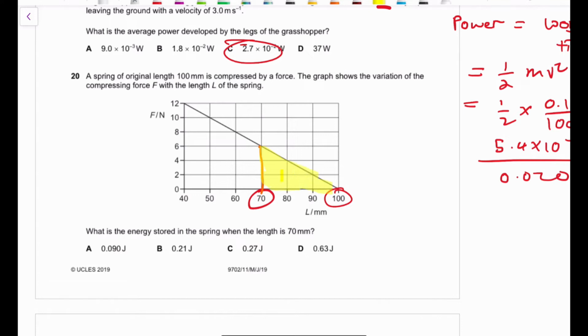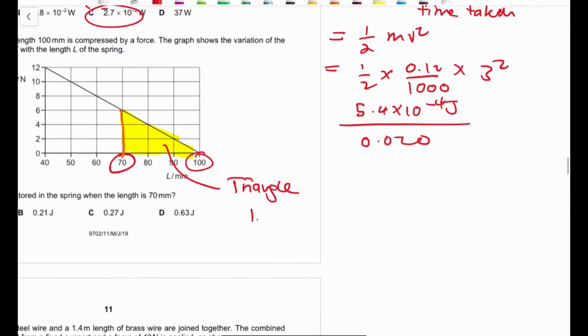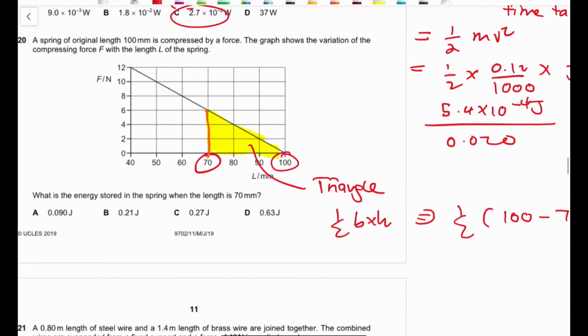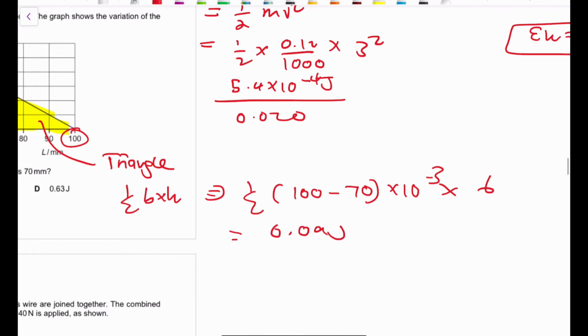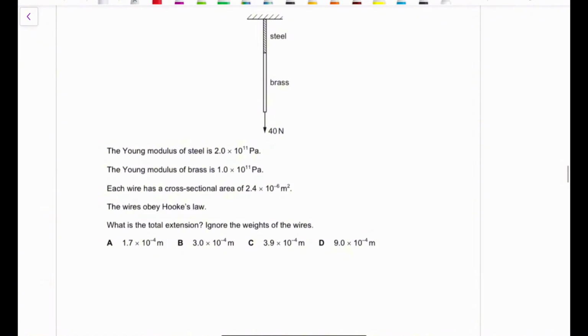It's going to be the area underneath this graph. How do you find this area? It's the area of a triangle. Right, the area of a triangle, and then we're going to say half base multiplied by height is going to be half. The base is going to be 100 minus 70 times 10 to the power of negative 3, and the height is going to be, from this one, 6. Okay, so if you say half of 30 times 10 to the power of negative 3 times 6, we're going to get 0.09 joules, and the answer is going to be A. Very important. Move on to question 21.